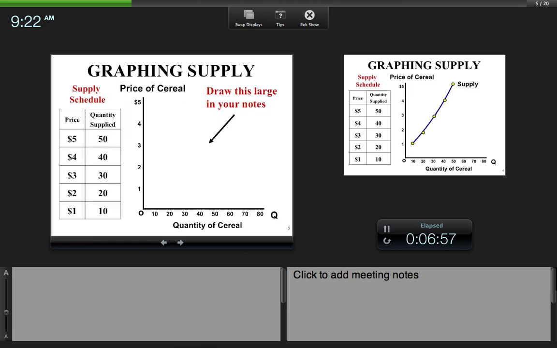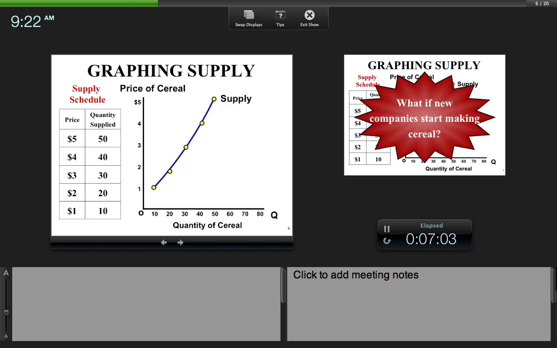So let's just take some numbers. Let's imagine that now we're in the market for cereal and we want to graph the supply of cereal. If you take and graph these numbers, you will get a supply curve that looks like this. I do want you to put this in your notes because we're going to take this same one and play with it a little bit in just a moment by shifting it around. So make sure that's in your notes.